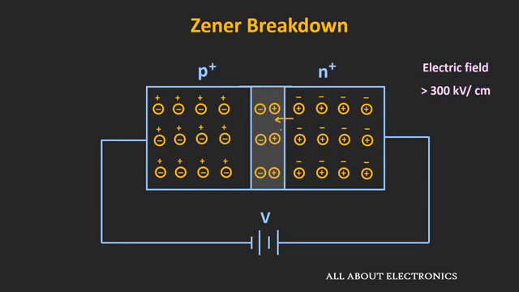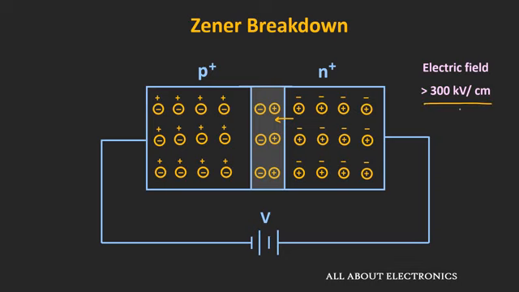And moreover, due to this heavy doping, this small depletion region will now have a larger number of immobile ions compared to the normal diode. So due to this, the built-in electric field inside this depletion region will be much stronger. And when this diode is reverse biased, the external electric field will also get added to this built-in electric field. And due to that, the electric field in this depletion region will become very strong.